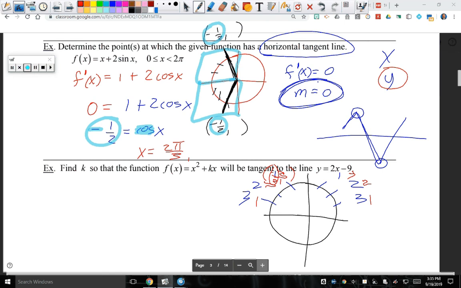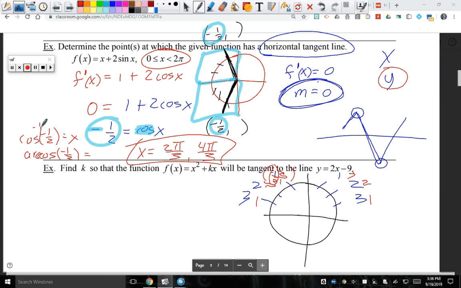And where else, guys? 4 pi over 3, because we're looking between 0 and 2 pi. Questions? So you're just taking the arc cosine of negative 1/2. Yep, that's it, and then just bounding it between 0 and 2 pi. It's the same as the arc cosine of negative 1/2 is x. Or you could write it like this. Some of you actually write it arc cosine of negative 1/2, and that looks like that.